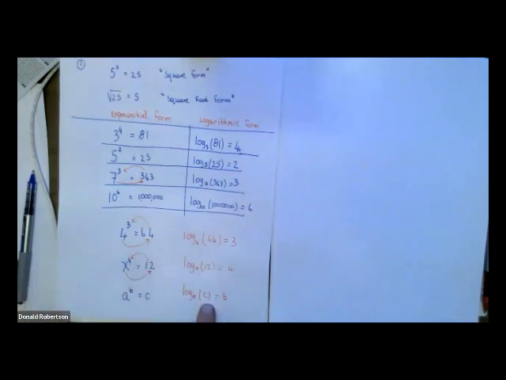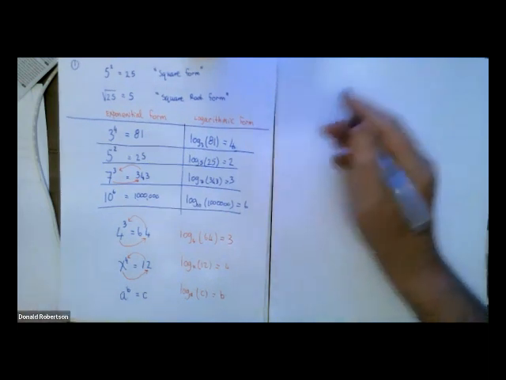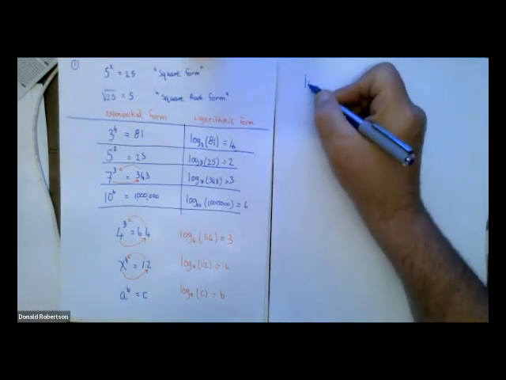So what we've been doing here is that you've been given information that's written in its exponential form, and we've been converting it into its logarithmic form. Let's try it the other way around. Suppose I give you some information in its logarithmic form.